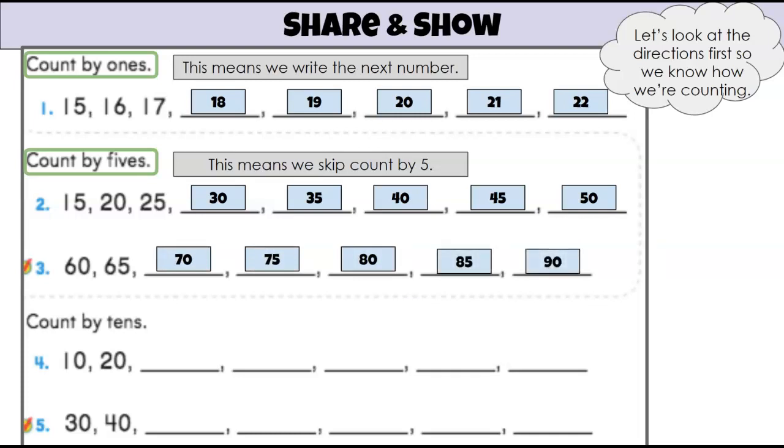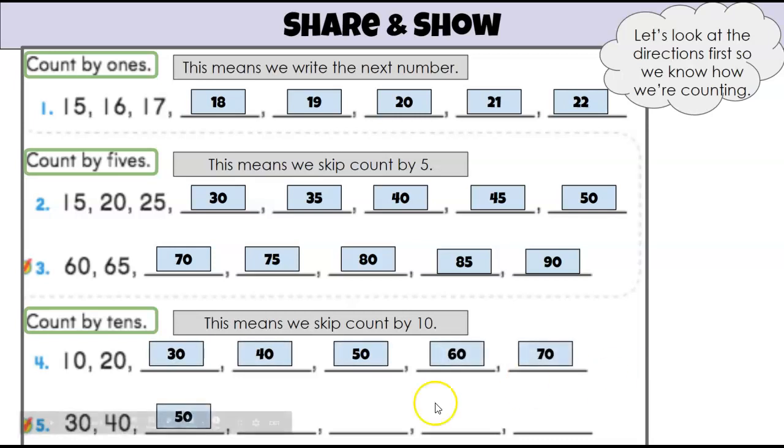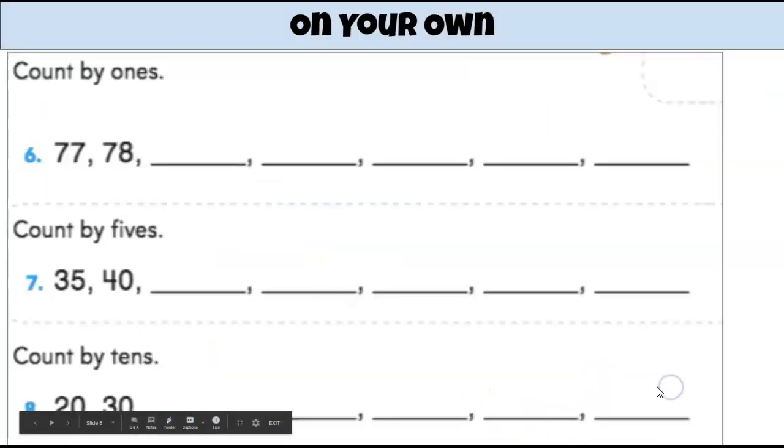Good job. Okay, we're going to check again because remember we want to check to see if those directions changed, and it says we're going to count by tens. This means we're going to skip count by 10. 10, 20, see if you can fill those in. 30, 40, 50, 60, 70. All right, I just gave you the answer for the next one. So go ahead and see if you can fill those in. 80, 90. Good job.